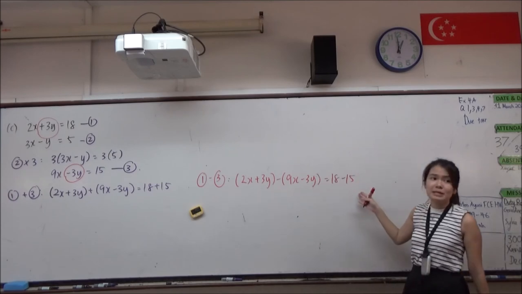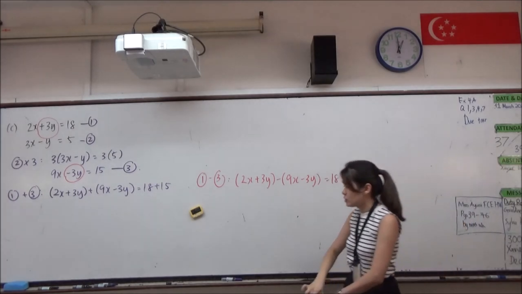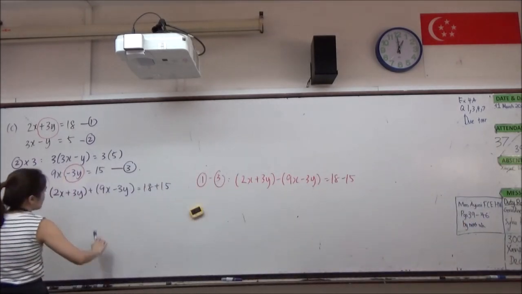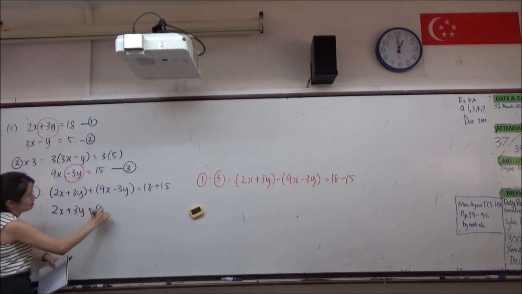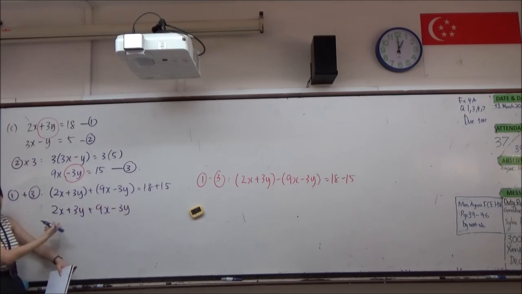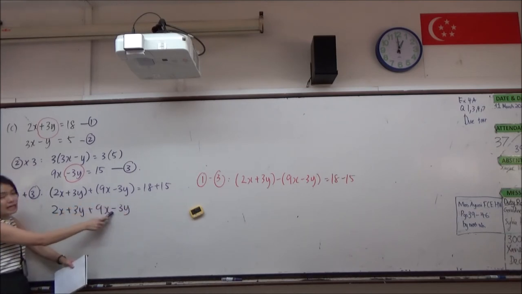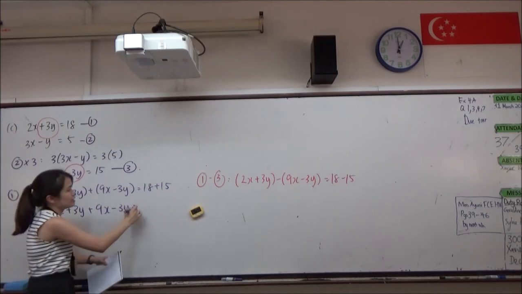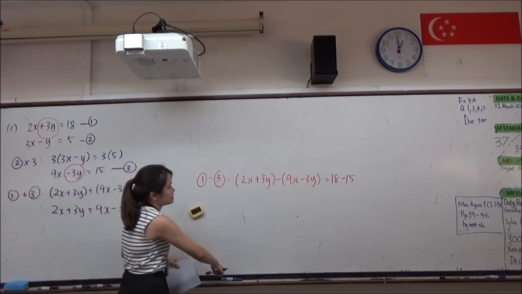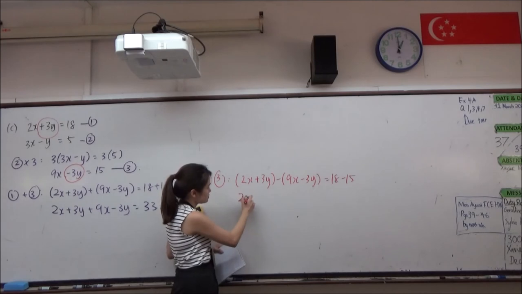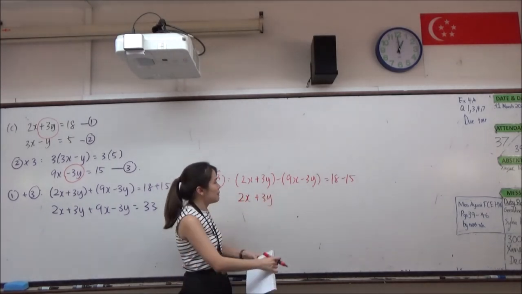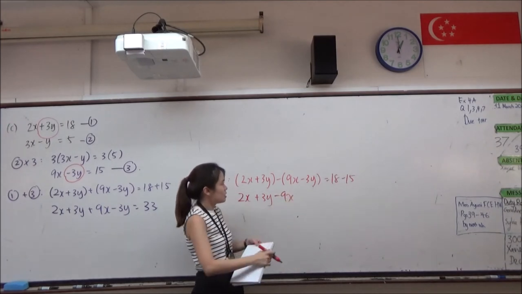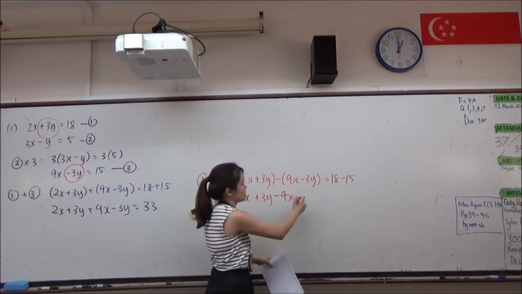Because the minus will make the minus in the 9x minus. This is what happens when I have equation 1 minus equation 3. If I open up the brackets, I will be having this. Plus minus becomes minus, and this will be 33. Whereas in this case, when I remove the brackets, this will give me a minus 9x. Minus minus becomes a positive.